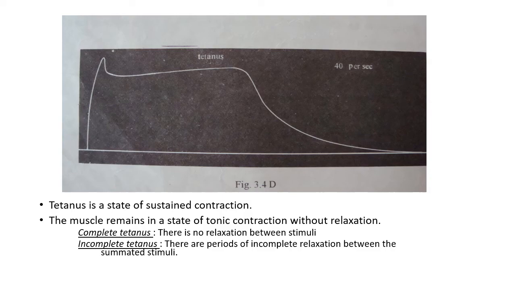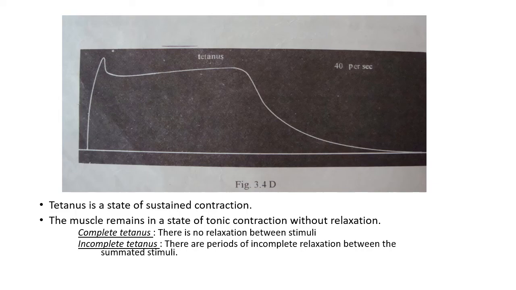Finally, this graph is showing tetanus. So in simple words, we can say tetanus is a state of sustained contraction, or we can say complete tetanus is the phenomenon of sustained state of contraction at a very high frequency of stimulation, around 40 stimuli per second. This is due to summation of contractions, ultimately producing fusion of contractions. So there is no relaxation. The muscle remains in a state of tonic contraction without relaxation.